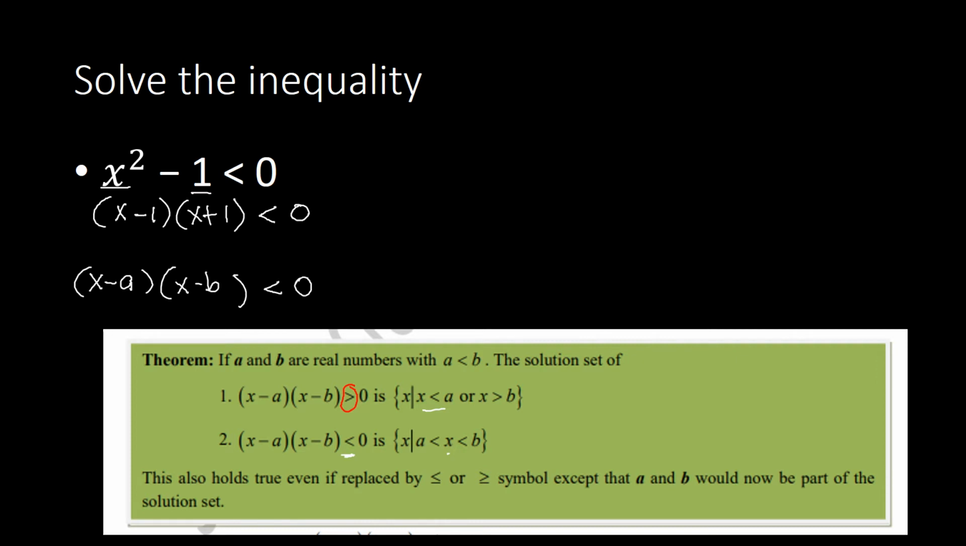So again, if we rewrite this, you will have x minus 1, and then x minus negative 1. So again, your a and b here will be as follows. We have 1 here, and we have negative 1 here. Our a will be negative 1 because a must be less than b according to the theorem, and you have your b here.